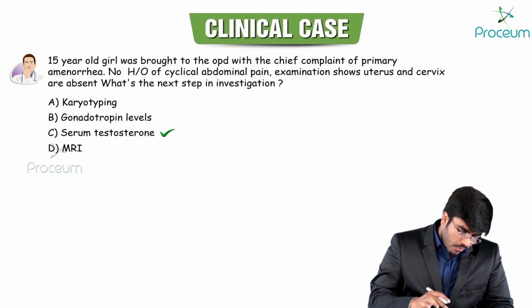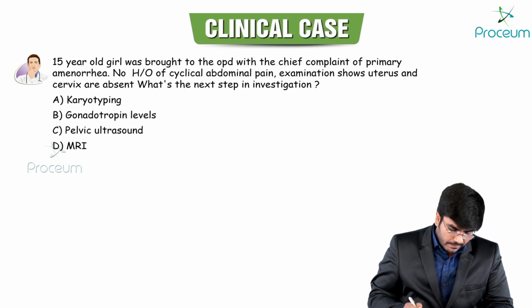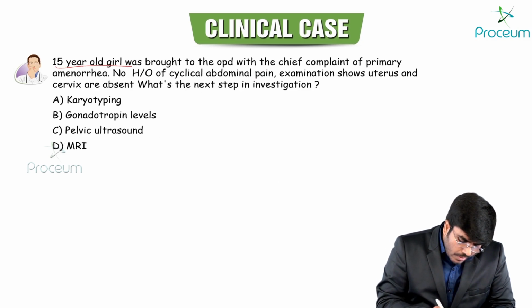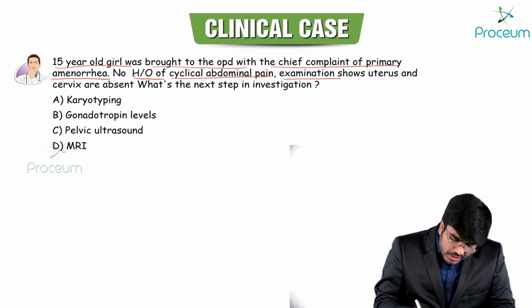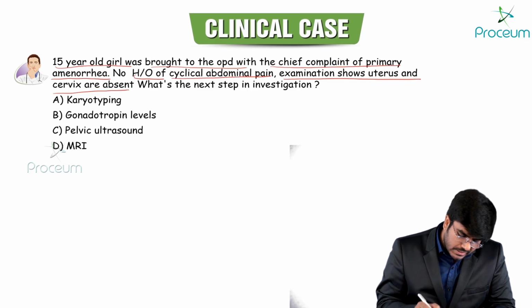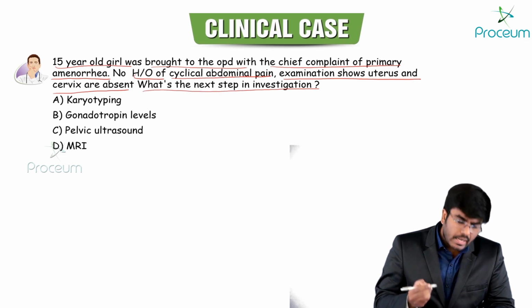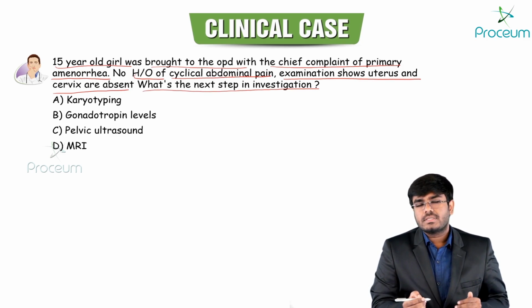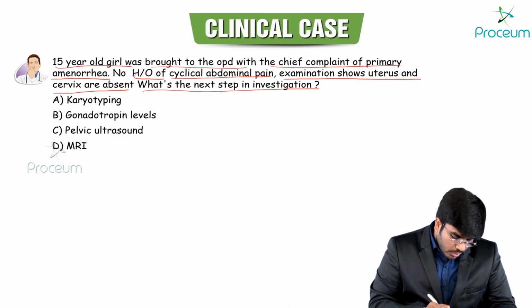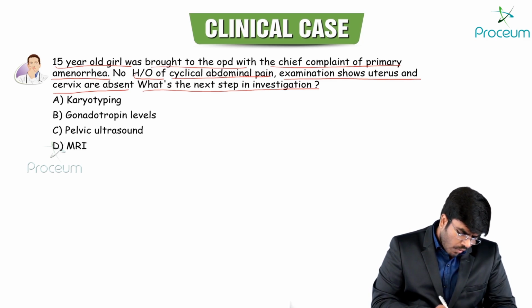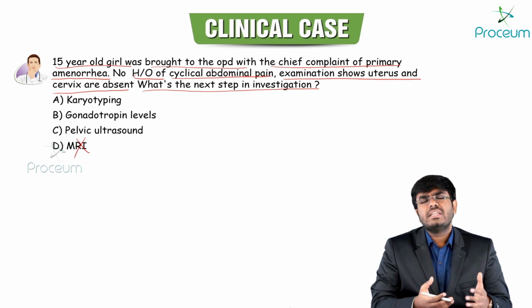Okay. Now, after this, let's see this question. A 15-year-old girl was brought to the OPD with the chief complaint of again primary amenorrhea, no history of cyclical abdominal pain. Examination shows the uterus and cervix are absent. What is the next step in investigation? Now please see the options. Karyotyping, gonadotropin levels, pelvic ultrasound, MRI. See, what will we do with the MRI? MRI doesn't give you much information.